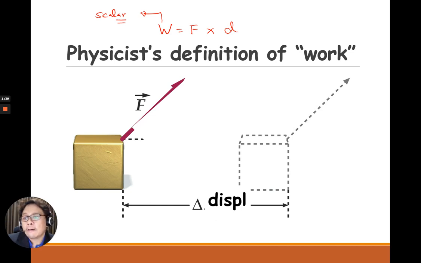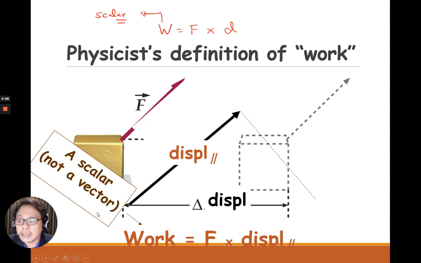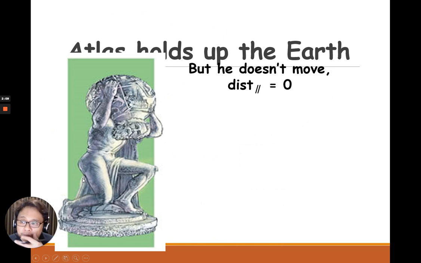Now, if you have force and displacement moving in the same direction, you will get positive work. But if force and displacement are in opposite directions, you will get negative work. Now remember that work is a scalar quantity. So you have here the formula. Work is force multiplied by displacement. Again, work is a scalar quantity. It is not a vector.